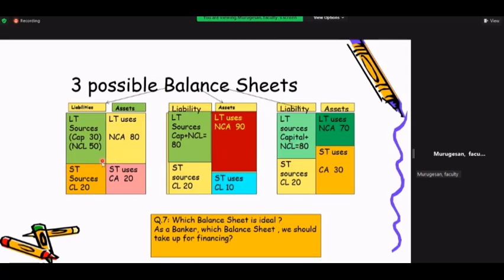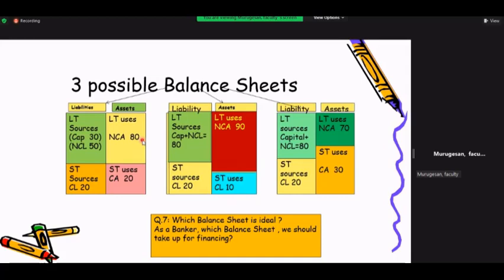In this balance sheet, the current ratio is only 1, and long-term sources are exactly equal to long-term uses. NWC is 0 here. Current assets are 20 and current liabilities are also 20, so net working capital is 0. So they have no margin. Working capital margin is not there. NWC is also known as margin for working capital. Understood? We will come to the methods of financing, method 1, method 2.